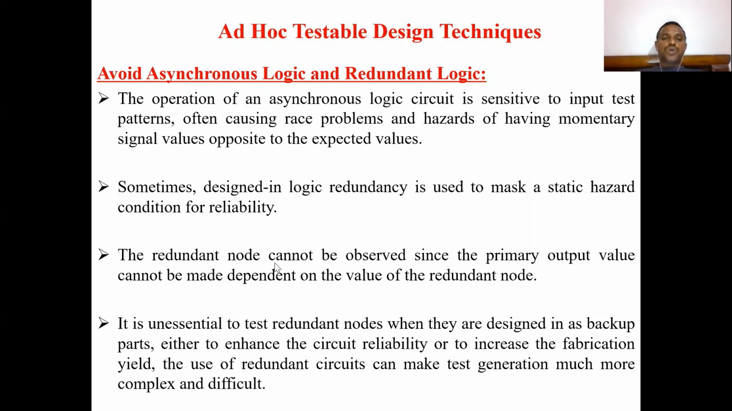The redundant node cannot be observed, since the primary output value cannot be made dependent on the value of the redundant node. So these redundant nodes are used to eliminate the static hazards for reliability, but they cannot affect the output. That means the redundant node cannot be observed since the primary output value cannot be made dependent on the value of the redundant node.